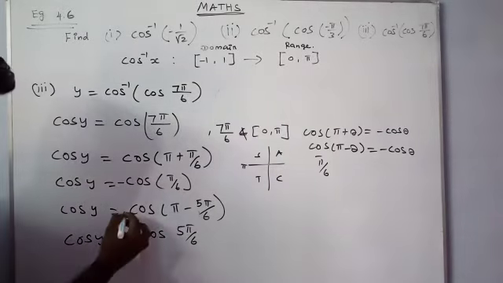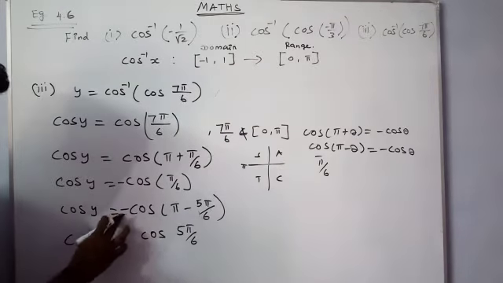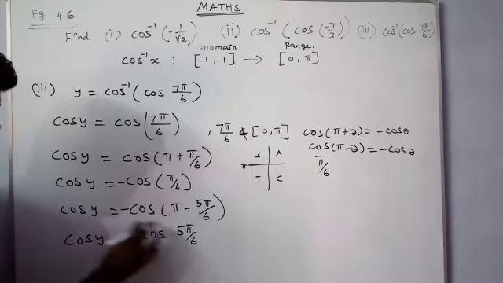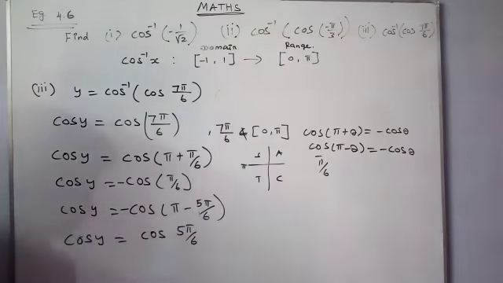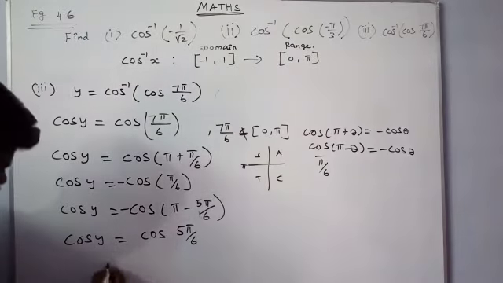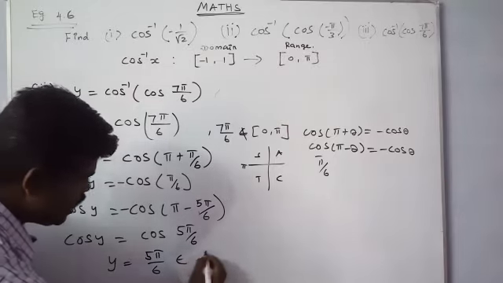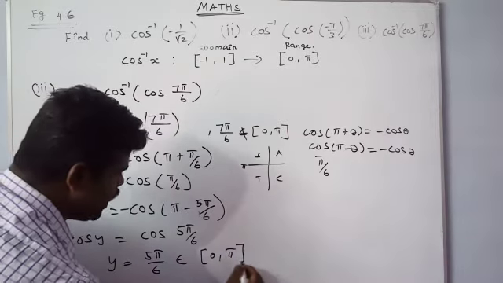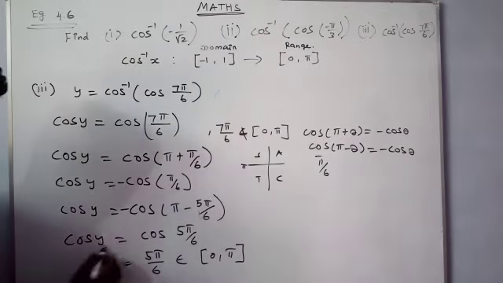Here we want to write the minus here. This minus is this one. Now cos 5 pi by 6 means minus cos of pi minus theta. Okay. So now we want to equate this, y is equal to 5 pi by 6. This belongs to 0 to pi, because this is pi by 6, 30 degree. 5 pi by 6 means 5 into 30 degree, 150 degree. 150 degree lies between 0 to pi. Okay. Refer the sum.